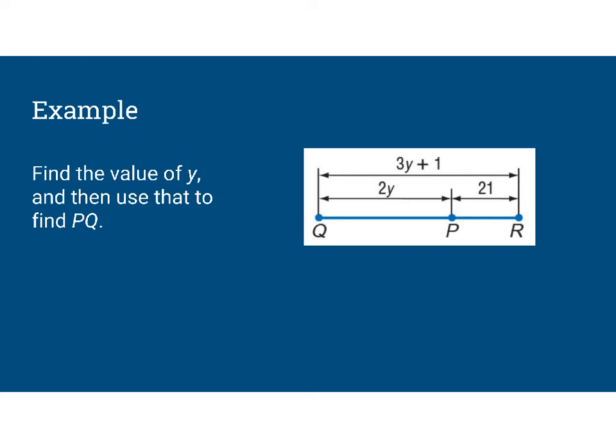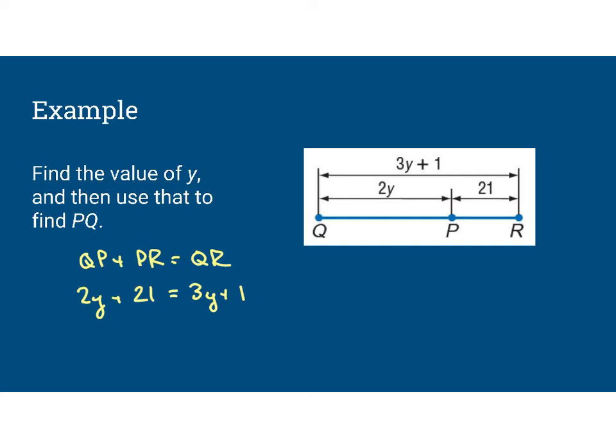Here's a perfect example of the segment addition postulate. I know this little piece from QP and this little piece from PR go together to make the whole piece from QR. So what I'm going to do is write out what my segment addition postulate looks like just quickly. QP plus PR is equal to QR. And now I'm going to substitute in my lengths. QP is 2y. PR, 21. The whole thing, 3y plus 1.